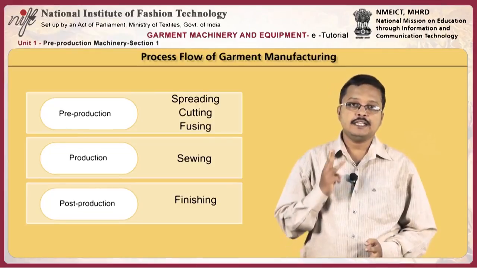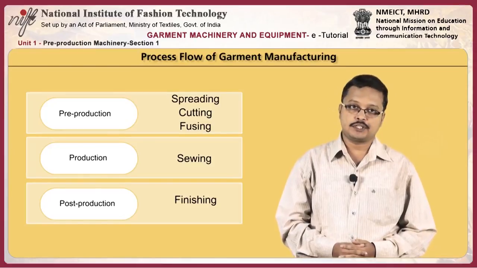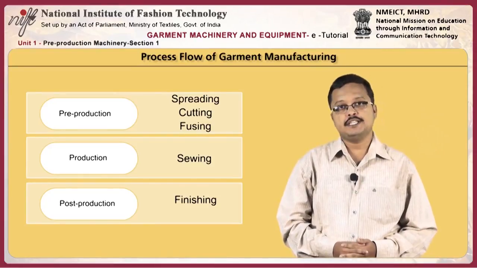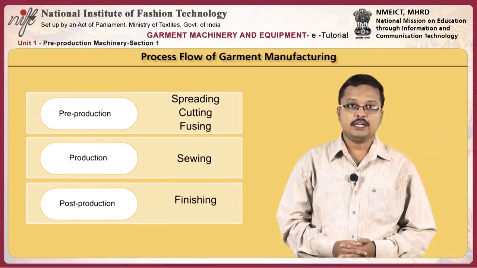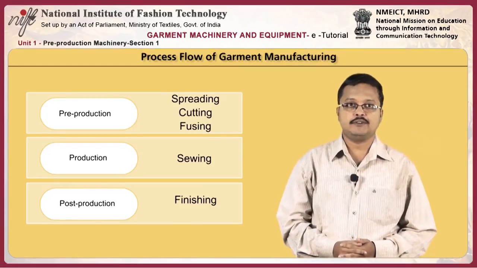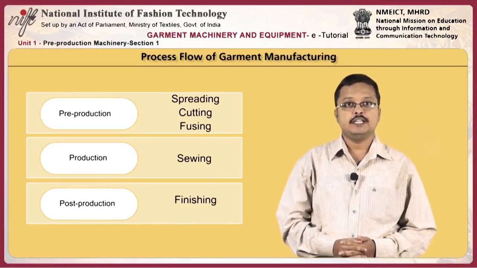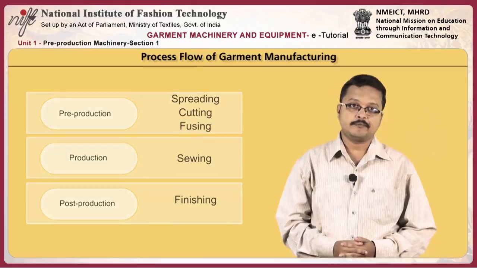There are 3 stages of garment manufacturing: pre-production, production and post-production. The pre-production stage comprises spreading, cutting and fusing. In the production stage, the main activity is sewing. In the post-production stage, important activities include finishing and packing.